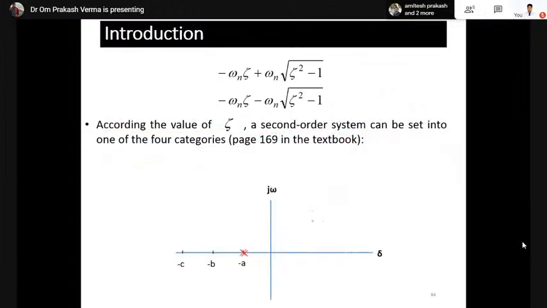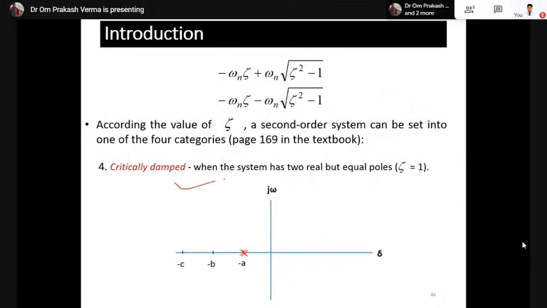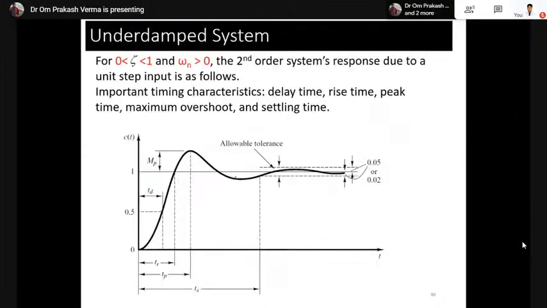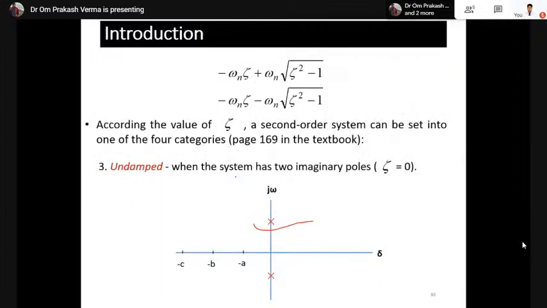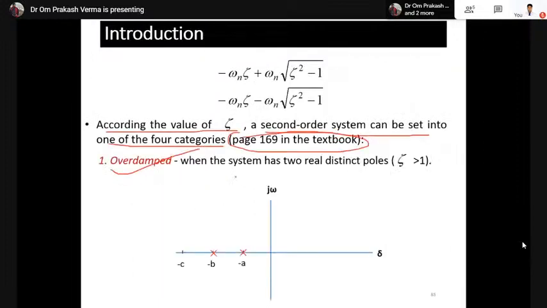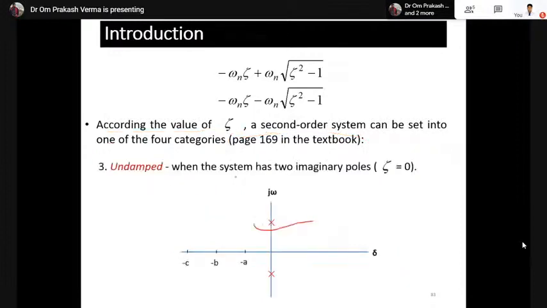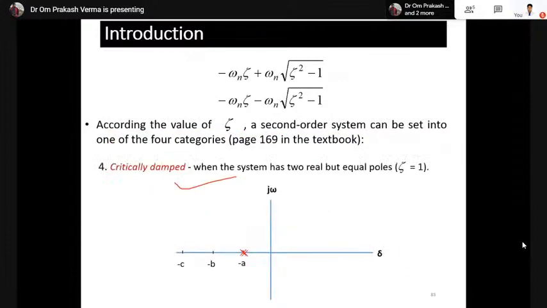Okay, and the fourth category is critically damped. So there are four types of problems usually occurring in the second order control system. First the overdamped system, second the underdamped system, third the undamped system, and fourth the critically damped system, right? So it is very important to understand the meaning of this.